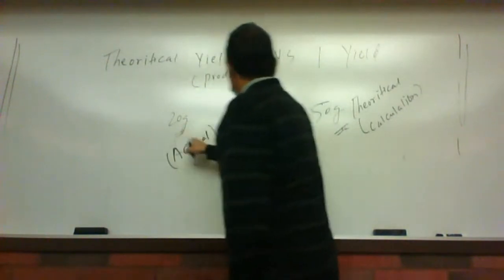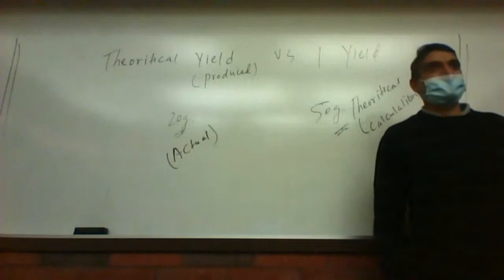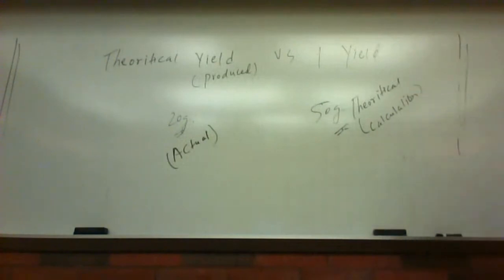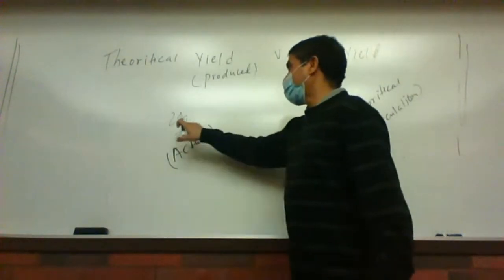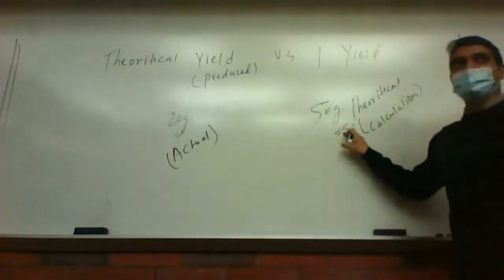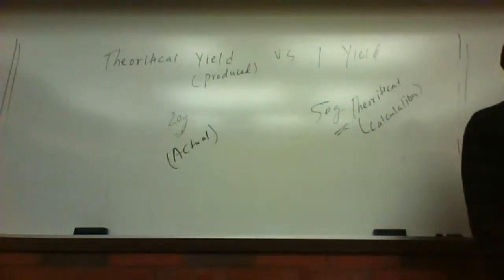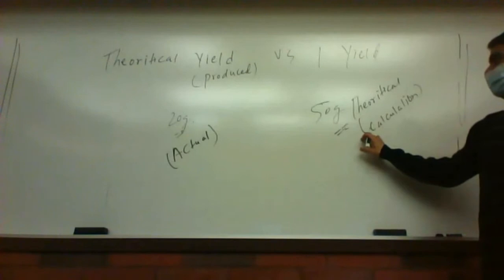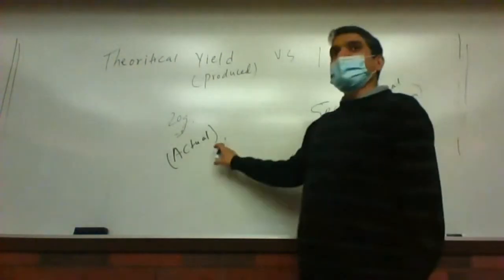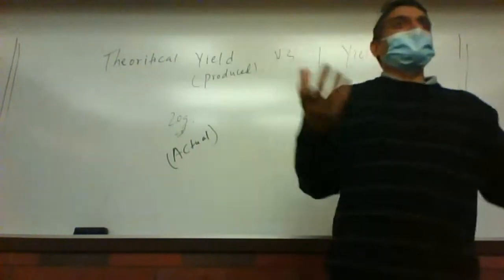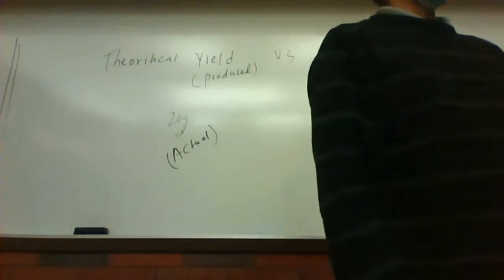So actual is always a smaller number than the theoretical, because theoretical is said by the equation. But when we do the lab in the laboratory, the actual number is always smaller than theoretical. Make sense? So theoretical is the product calculated by using the equation. Actual is when we go to the laboratory, mix the chemicals, and see how much product we get. That's the actual production.